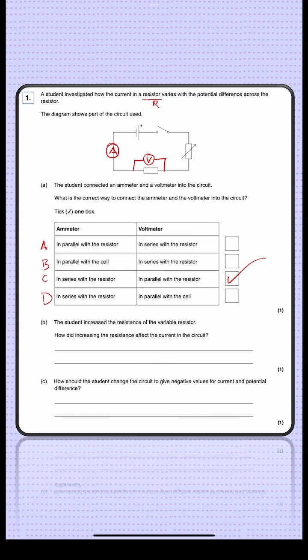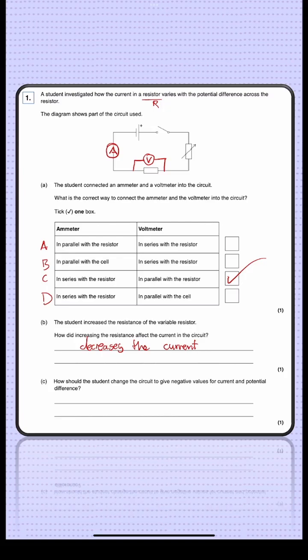How did increasing the resistance affect the current in the circuit? What does that usually do? What does current usually do? When you increase resistance, yes, thank you, it decreases the current. That's 1 mark there.